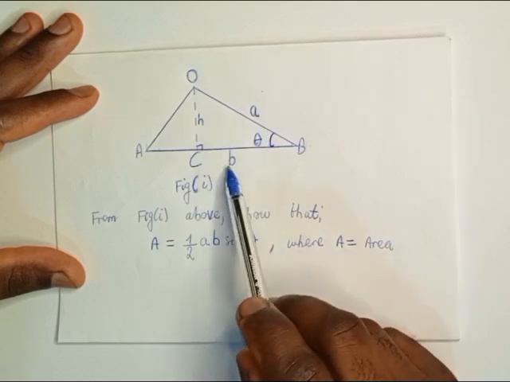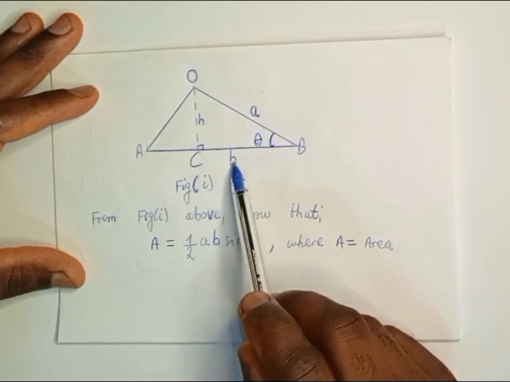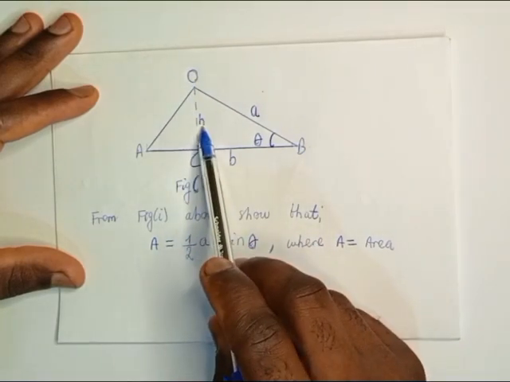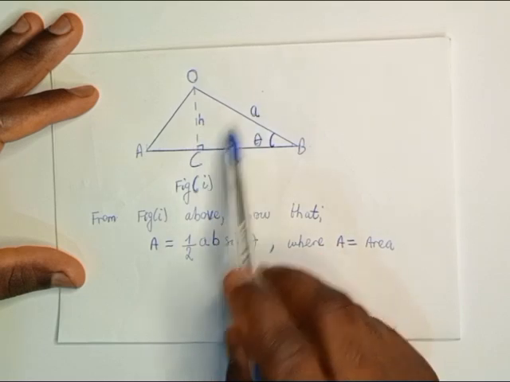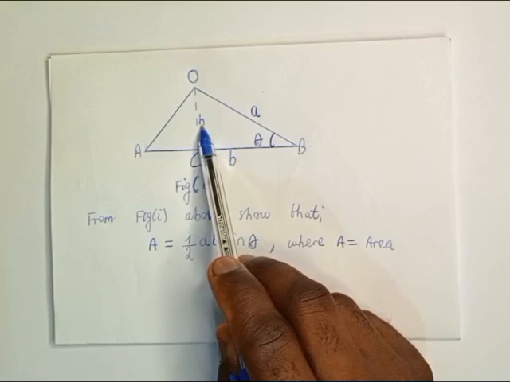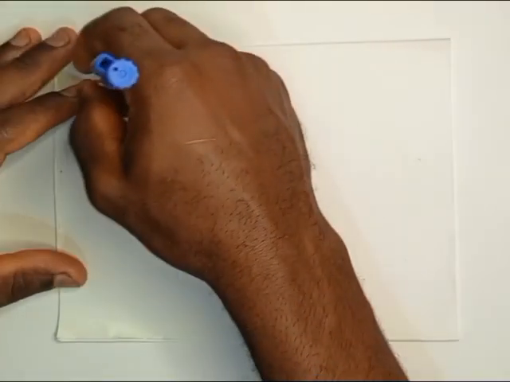We know the base of this triangle. We know the vertical height H. But we need to express H in terms of A and theta because H is not known.